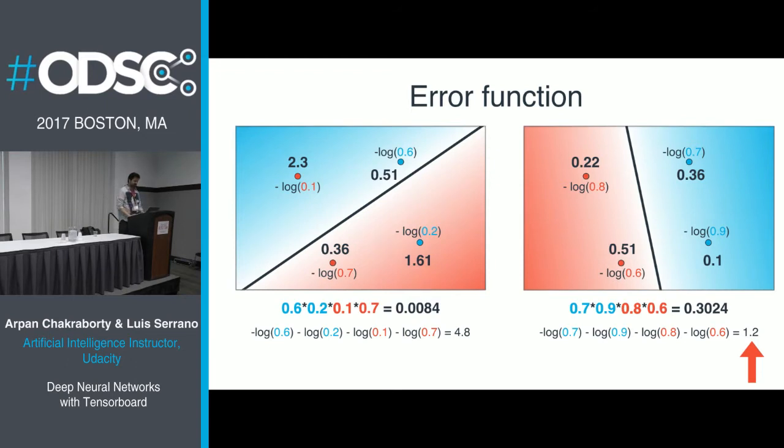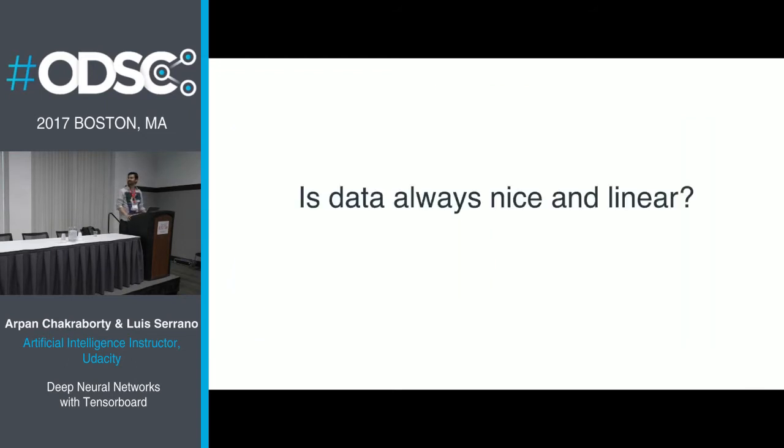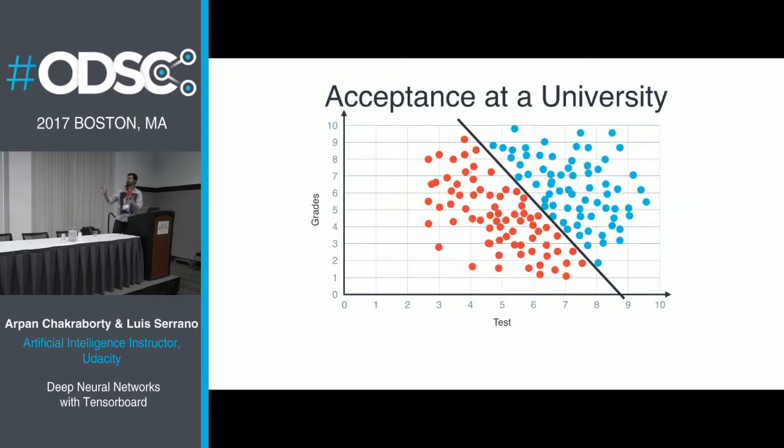Okay, so let me ask you a very loaded question. Is data always nice and linear? I can see all of you shaking your heads going, oh, no, it's not. For example, here's an example: the acceptance at a university. The same problem as before. Let's say we have student 4 who got grades 1 and test 9. Do we accept that student? Well, based on the model, we should, because they're over the line.